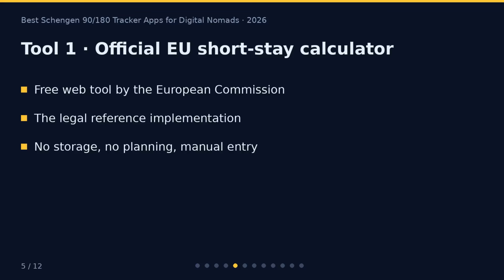Tool number 1, the official short stay calculator on the European Commission website. It is free. It is the reference implementation of the rule, and every serious tracker app should match its output. But as a daily driver, it is rough. It is a web form. It stores nothing, so you retype your full travel history every time. There is no trip planning mode, and nothing works offline. Verdict: essential for cross-checking before a flight, painful as your everyday Schengen day counter. Use it as the audit tool, not the tracker.